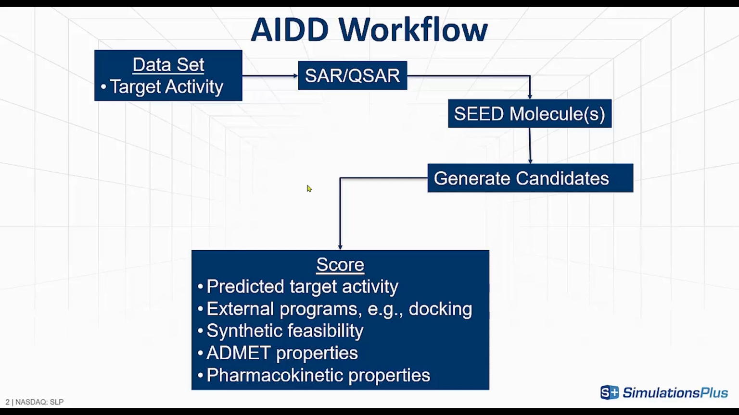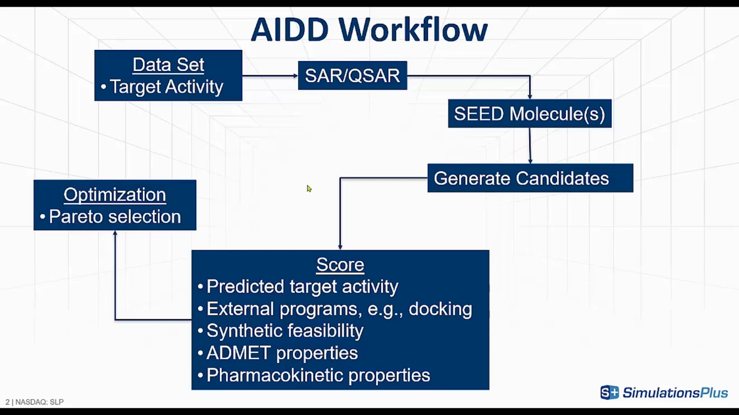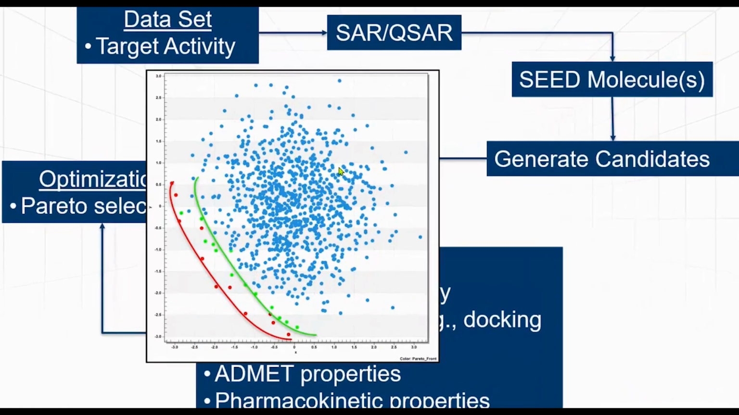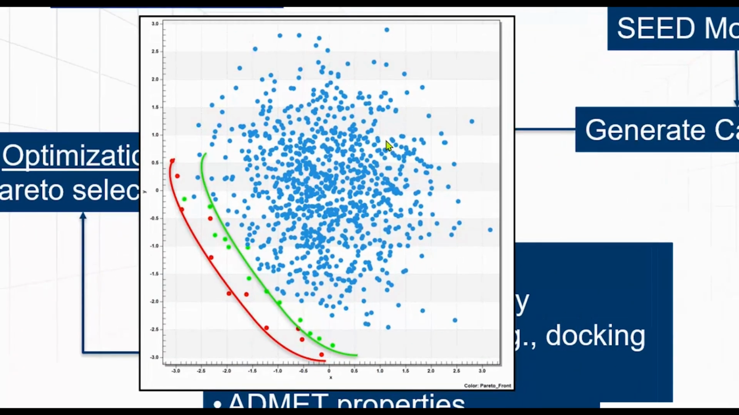Within ADMET Predictor, we have a synthetic feasibility prediction. We can include ADMET properties such as ADMET risk and pharmacokinetic properties such as oral bioavailability. Then we use a Pareto optimization to select the best candidate molecules with the highest scores. This is an example of a Pareto front.